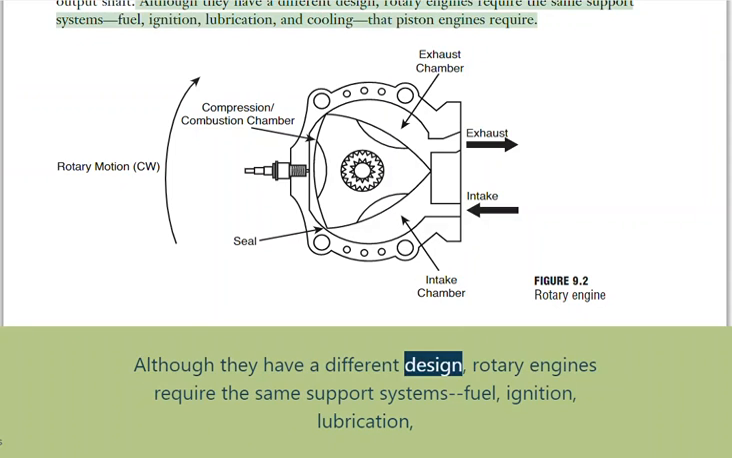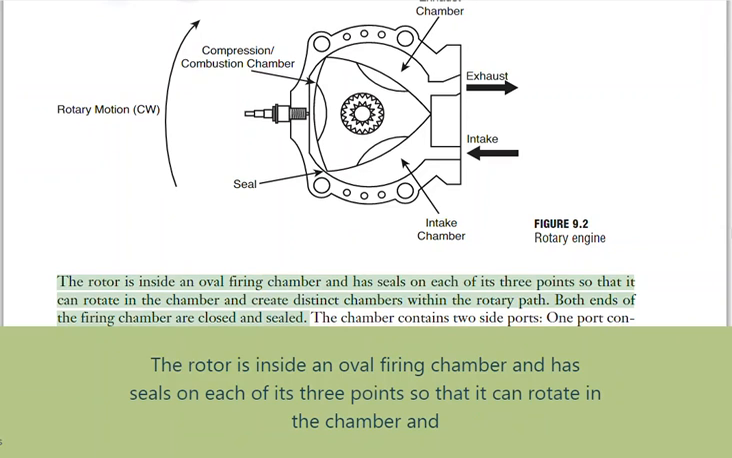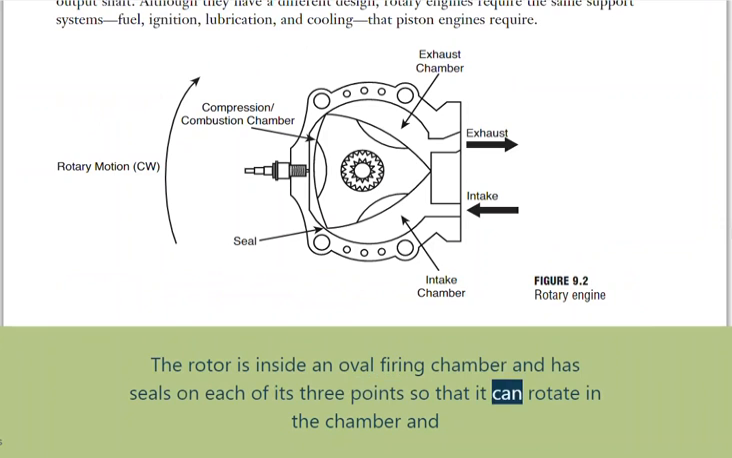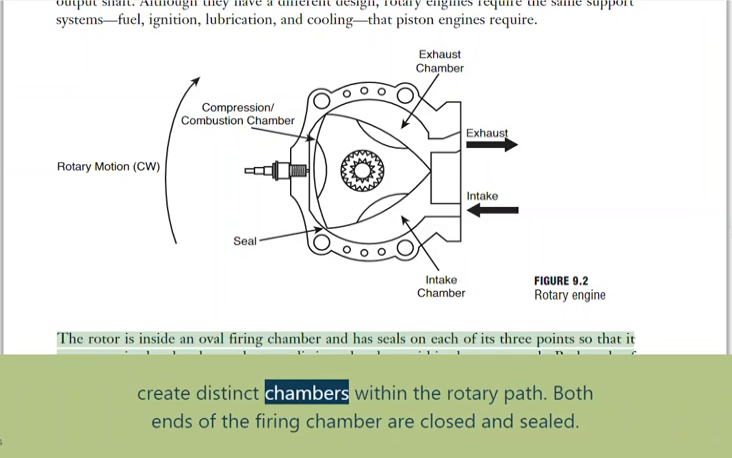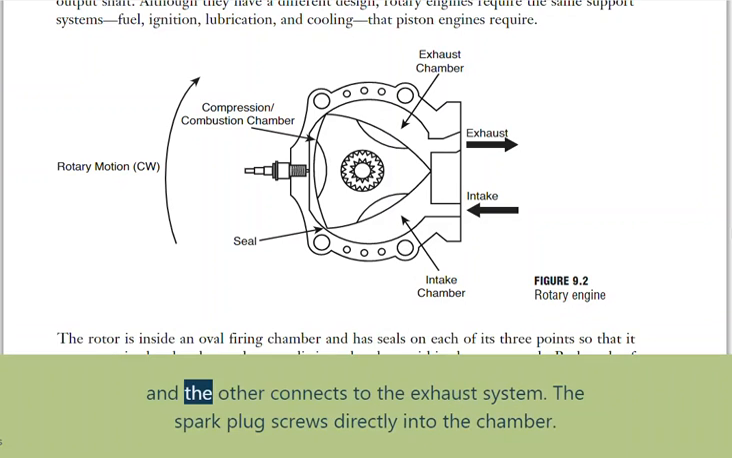Although they have a different design, rotary engines require the same support systems, fuel, ignition, lubrication, and cooling, that piston engines require. Seal. The rotor is inside an oval firing chamber, and has seals on each of its 3 points, so that it can rotate in the chamber, and create distinct chambers within the rotary path. Both ends of the firing chamber are closed and sealed. The chamber contains 2 side ports, one port connects to the fuel system, and allows air and fuel to enter the engine, and the other connects to the exhaust system. The spark plug screws directly into the chamber.